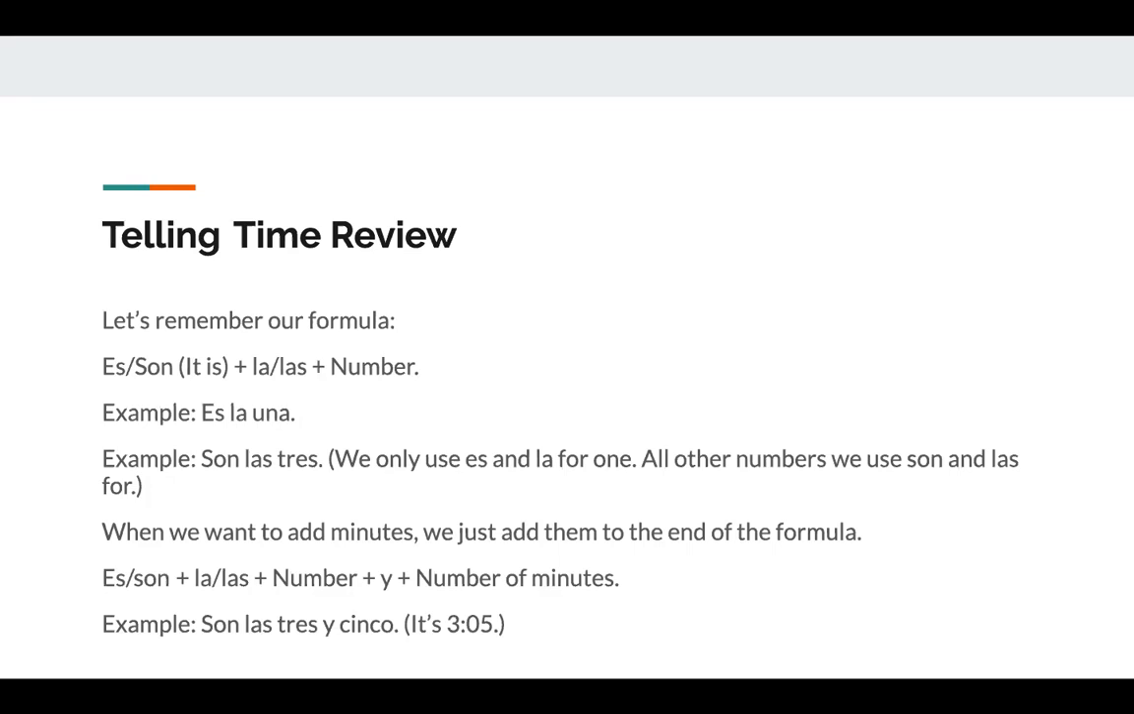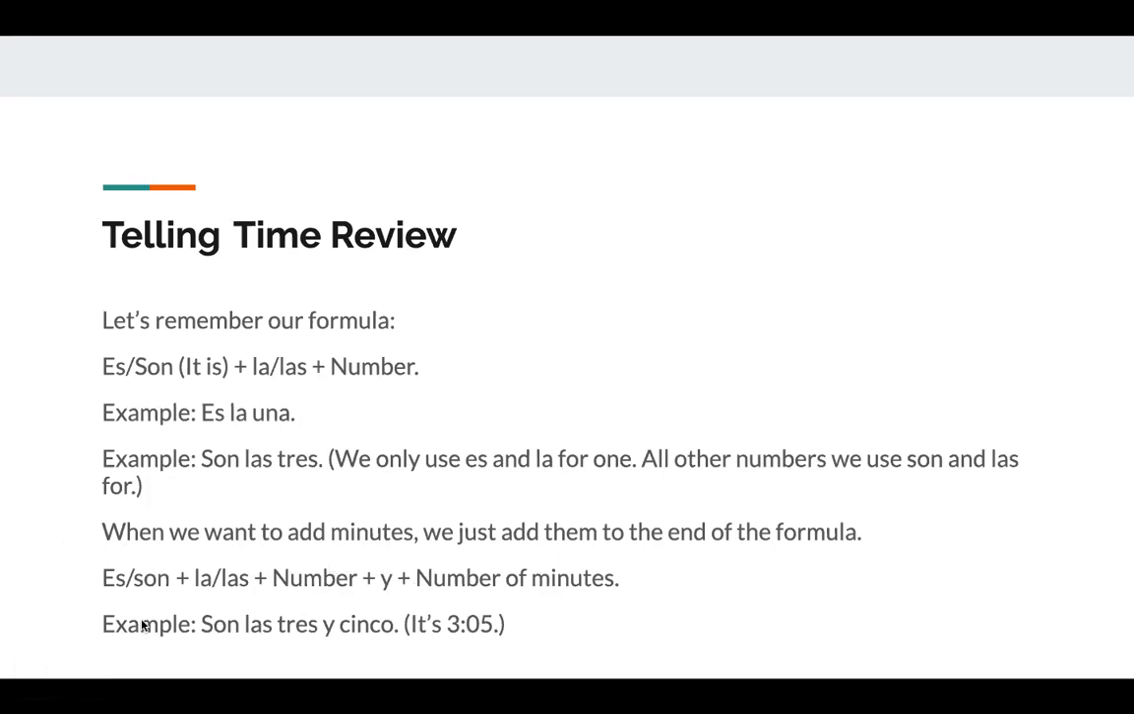Everyone's okay? All right. So, moving on. When we want to add minutes, we just add them to the end of the formula. So we use es or son, just like we did before. We're going to add la or las, just like before. And we're going to add the number, which is 1 through 12. We're going to add y, and the number of minutes.